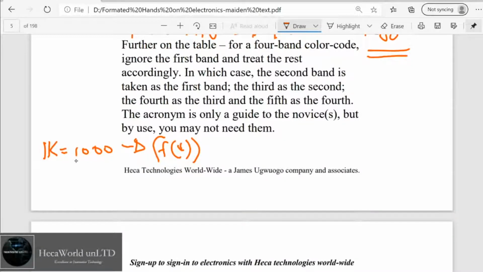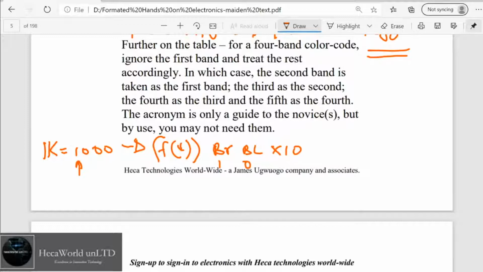So first band is brown. Everybody knows that by now. Brown. The second is significant as well, black, right? But now the third is a decimal multiplier. Remember, we're talking about a 4-band resistor color code. So decimal multiplier, we need, what does... brown is 1, black is 0.